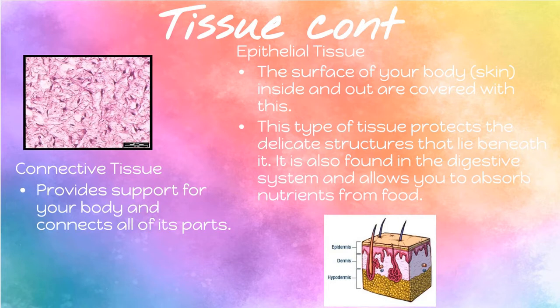Connective tissue. This provides support for your body and connects all of its parts. Epithelial tissue. The surface of your body, i.e. your skin, inside and out, is covered with this. This type of tissue protects delicate structures that lie beneath it. It is also found in the digestive system and allows you to absorb nutrients from food.